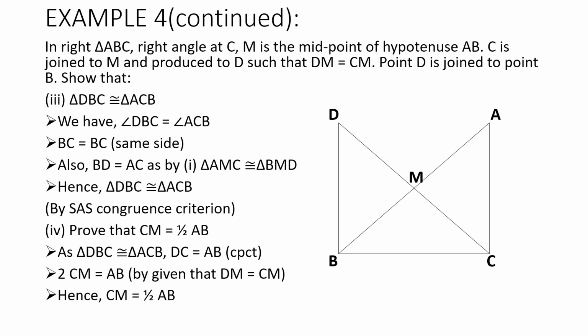In the fourth part, you have to prove that CM is equal to half of AB. Now, as we have triangle DBC congruent to triangle ACB, DC will be equal to AB by CPCT. Correct? Now, DC is equal to AB, but it is given that DM and CM are same. Correct? So, instead of DC, I am writing it as equal to 2CM. So 2CM will be equal to AB and hence CM will be equal to half AB.